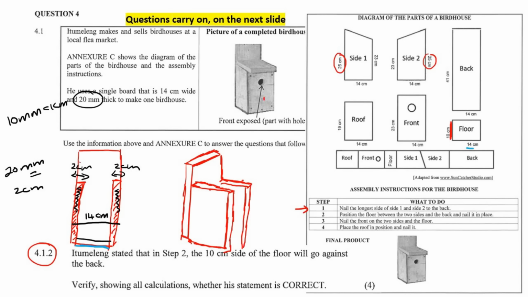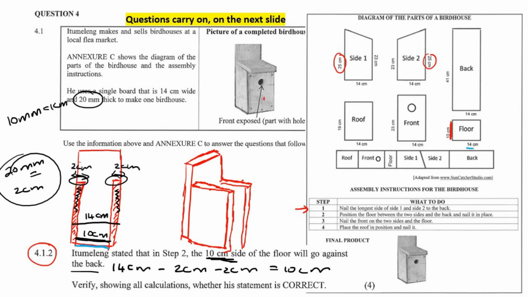There would only be 10 centimeters left over, because 14 is the total, and then minus 2 and minus 2, this part here would only be 10 centimeters. So he is correct in saying that it's the 10 centimeter side that will go against the back, not the 14 centimeter. So how would you actually get your marks here? Well, you could say 14 centimeters take away the 20 millimeters, or you could first show that 20 millimeters is 2 centimeters. So you could say minus 2 centimeters, minus 2 centimeters, which is equal to 10 centimeters. So we could then say he is correct.